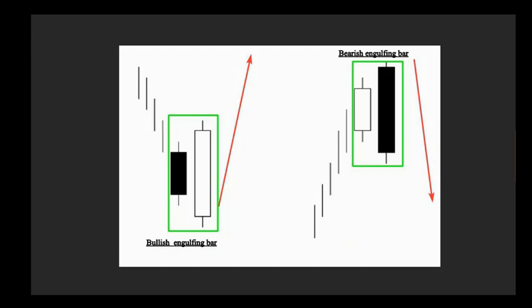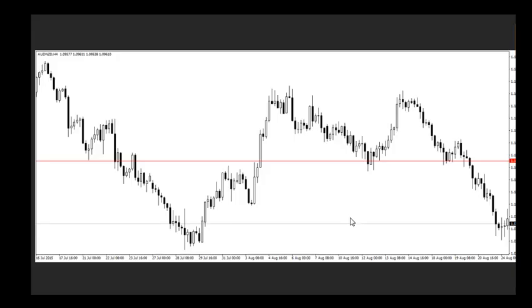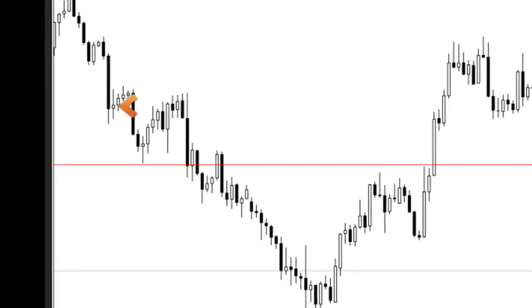We have two ways to trade engulfing bars, either in trending markets or in sideways markets. In this video, we'll talk about how to trade the engulfing bar pattern in trending markets. Let's see the first example. Here, for example, we have a downtrend. It is a clear downtrend.